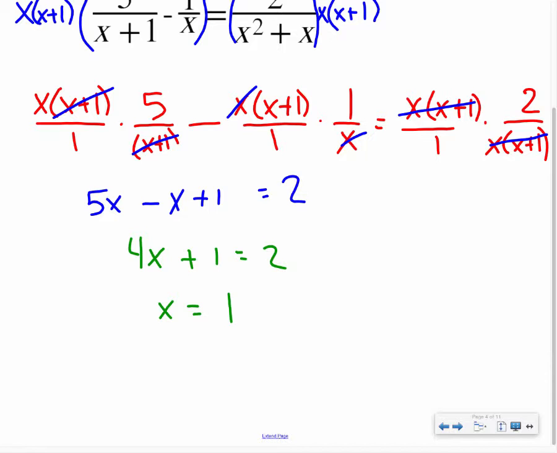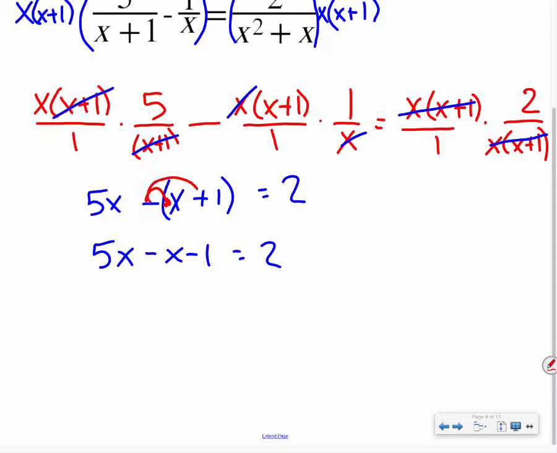No, I don't. I made a mistake. Sorry, guys. I was right to keep the parentheses there. Now this becomes 5x minus 1 equals 2, because I have to distribute that negative sign.